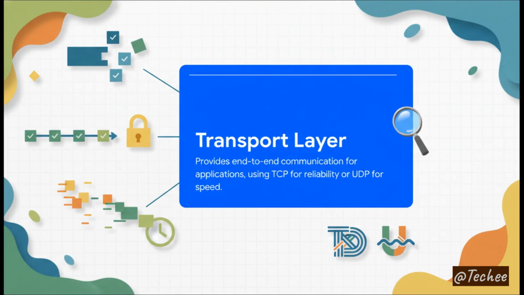Okay, so once your data is created, it gets passed down to layer 3, the transport layer. Now, its job is to act like a data manager for the whole trip. It establishes the connection, takes that big chunk of data, and chops it up into smaller pieces. And right here, it has to make a really important decision. Do we need this to be super reliable or super fast? We'll get back to its main protocols, TCP and UDP, in just a little bit.